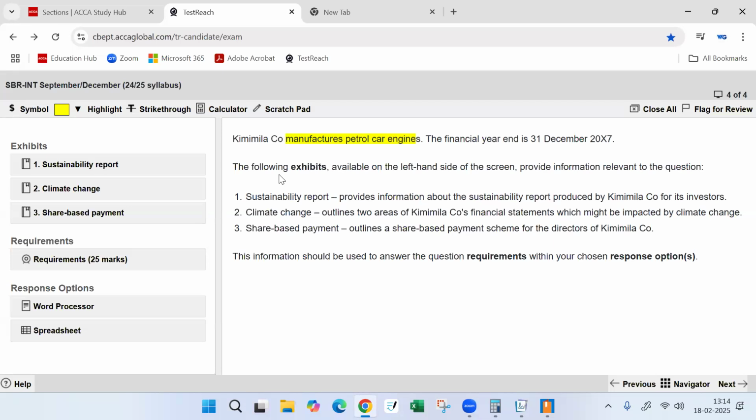Okay. And they have tested a lot of sustainability related areas in this, climate based and all those things. So you can expect similar questions being asked in other standards as well, like climate-based impact in IFRS 15, climate-based impact maybe in non-current assets. So you can expect such questions.